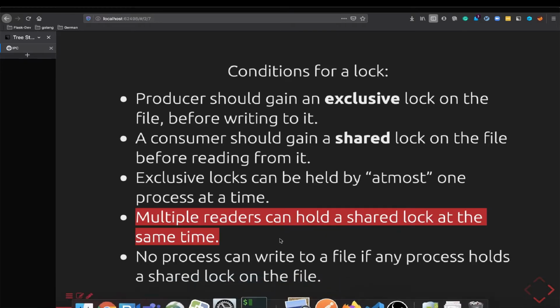Then we have the last condition wherein no process can write to a file if any process holds a shared lock on it. Okay, so what this means is there cannot be any producer trying to write to a file while someone is reading from the file, that is, if someone holds a shared lock on the file. This is not allowed because you have to wait for the read to complete, and once the shared locks are given up is when the writer can go and write into the file, right?